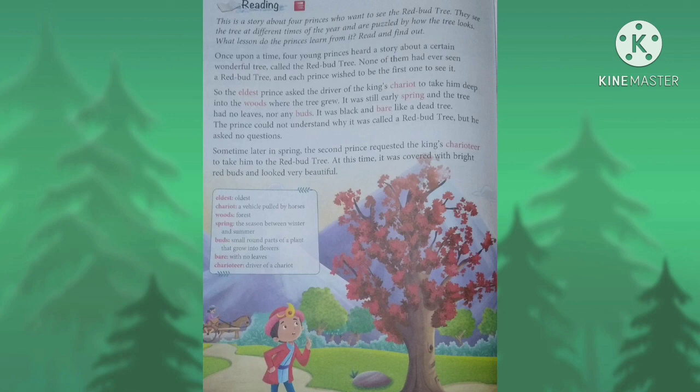Then, a little late in the spring season, the second prince requested the king's charioteer. Charioteer is the person who drives the chariot. Okay? So he asked him to take him to the red bud tree. Now at that time, he saw that the tree was covered with red buds, and it looked very, very beautiful to him, and he was very happy to see it. So we see the elder prince and the second prince. They see the tree in two different forms, right?